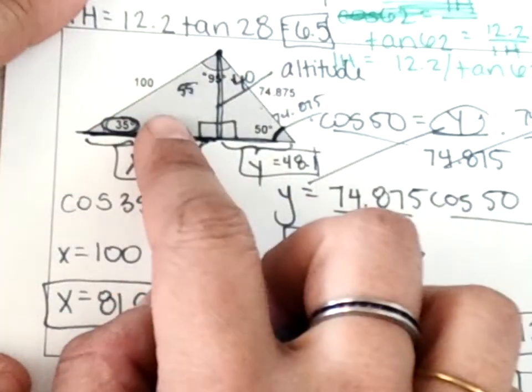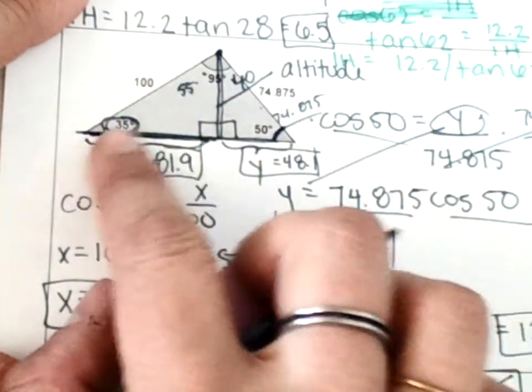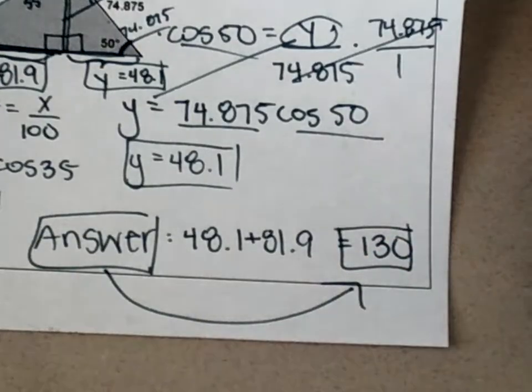So again, if you want to find the missing side of a non-right triangle, create two right triangles, find their missing lengths, add them together, and you find the missing side.